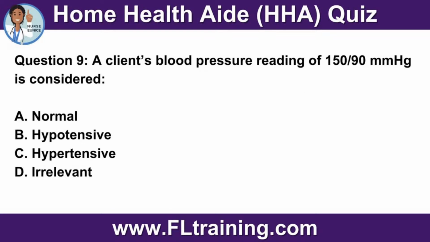Question number 9. A client's blood pressure reading of 150 over 90 millimeters of mercury is considered A, normal, B, hypotensive, C, hypertensive, or D, irrelevant.